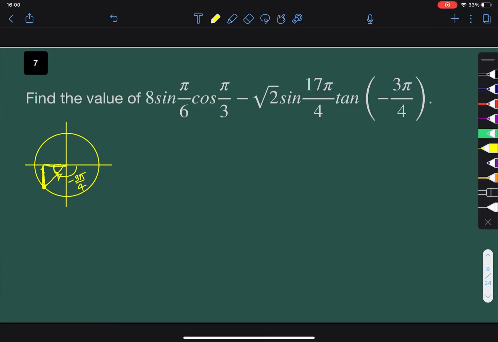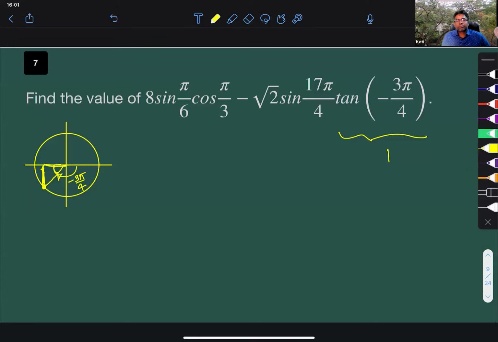So sine by cos is your tan, right? So your tan will be negative or positive? Positive, sir. Positive, right? And then how much is tan 45 degrees? Tan 45 degrees is 1. So this entire thing will just become 1.